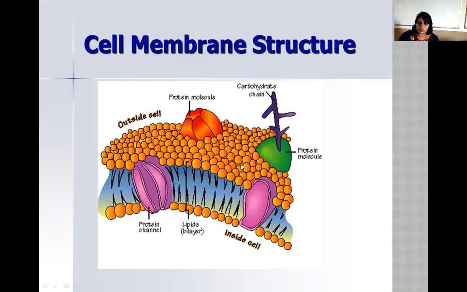This is the structure of the cell membrane, which is made up of two layers of lipids. So we can say it consists of a bilayer of lipid, which has proteins that may be embedded in the membrane. Such proteins are called integral proteins or intrinsic proteins, or they may be located outside the membrane, in which case they are called extrinsic proteins.